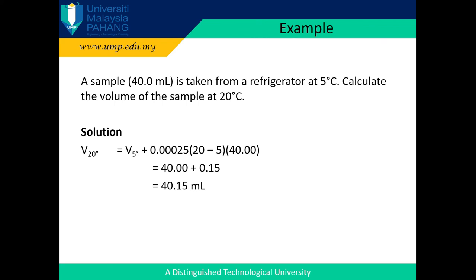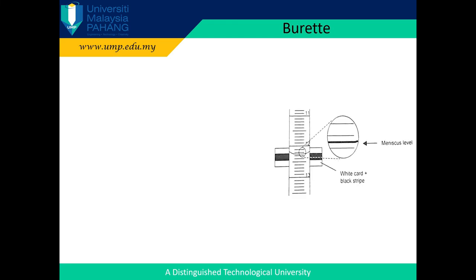Let's look at the example of temperature effect on volume measurement. A sample with 40 milliliter volume is taken from a refrigerator at 5 degrees Celsius. Calculate the volume of the sample at 20 degrees Celsius. To solve the problem, insert the values into the equation and you can see the expansion of the volume at higher temperature. Next apparatus is the burette.